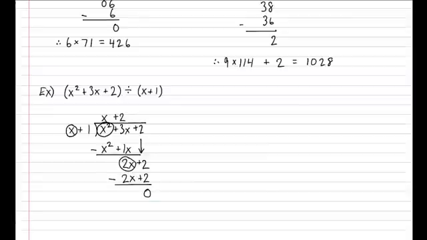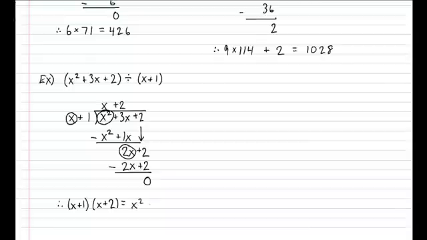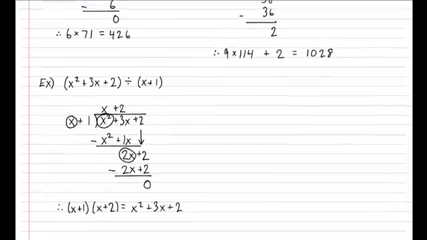We know we're finished because we've brought down every term in the dividend. And as it turns out, we have no remainder. So we can conclude that x plus 1 multiplied by x plus 2 should give us back our original dividend, which was x squared plus 3x plus 2. Isn't that beautiful, guys? I think it's pretty cool.